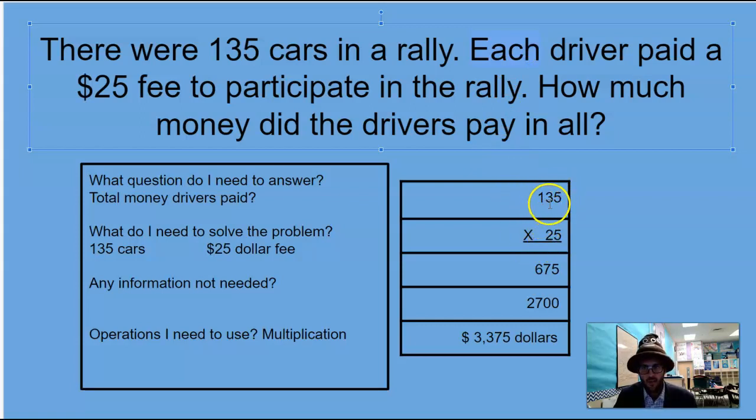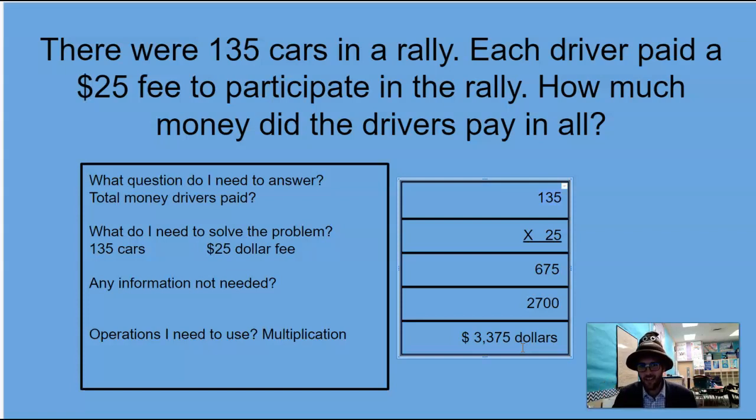Now, first step, when I multiply 135 by 5, I get 675. Then when I multiply 135 by 20, don't forget the 0 down here, I get 2,700. And then when I add everything up, I get $3,375. If you got it right, give yourself a pat on the back. If you missed it, no worries, you still tried your best. So give yourself 2 pats on the back.